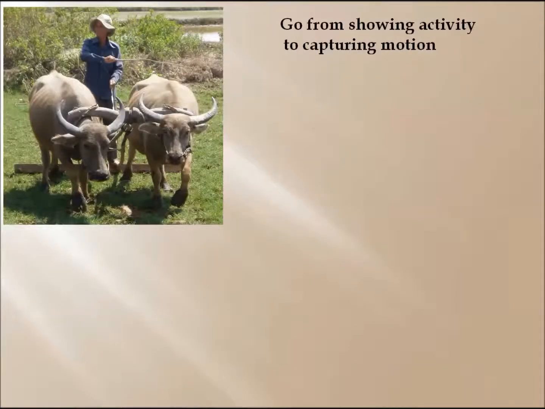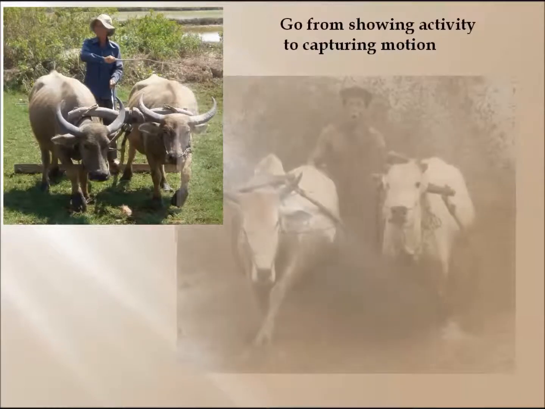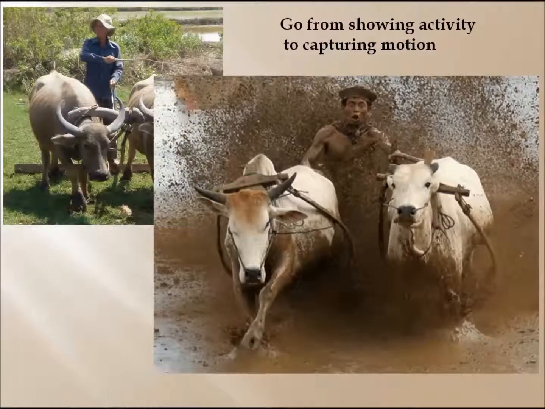Go from showing activity to try to capture motion. And so here's a farmer in Vietnam. Okay, so he's out plowing his field. It's a reasonable photograph. But then you see this. Okay, this is not my photograph, the second one. You could go online and put in motion photography, and you see some amazing things that I couldn't even do without a lot of research and work. But this captures motion, and how much more vibrant and interesting that photograph is than my little puny one there in the corner.